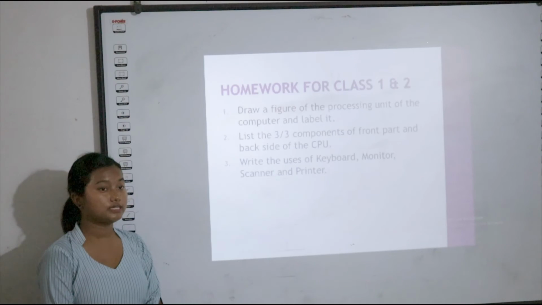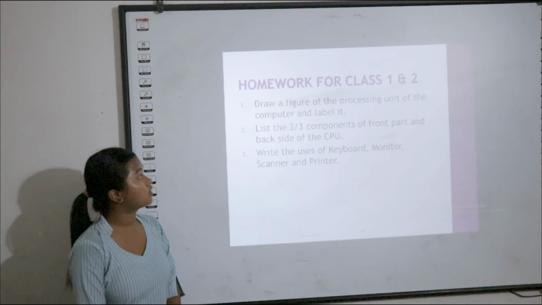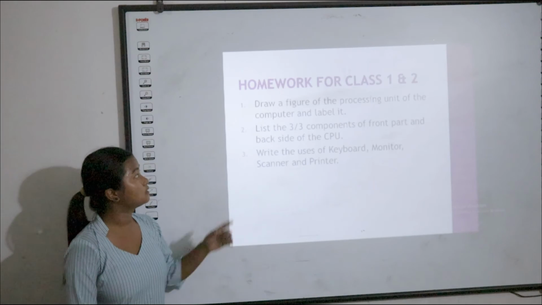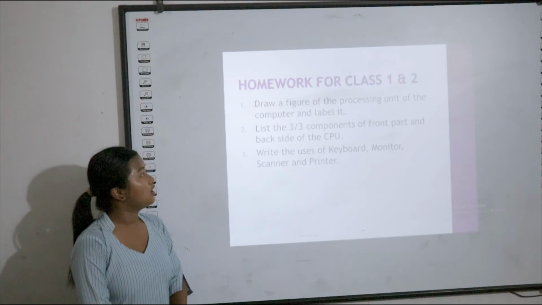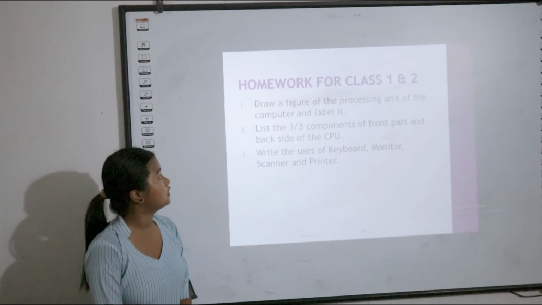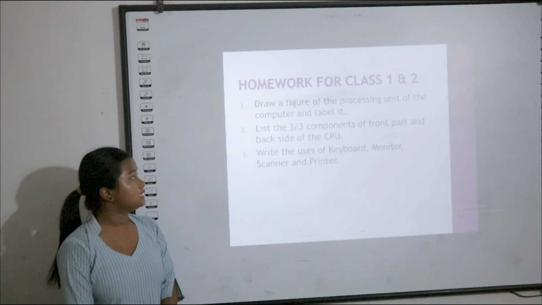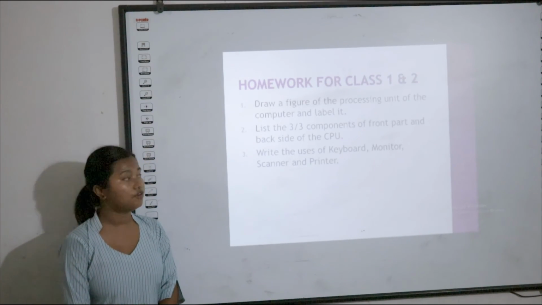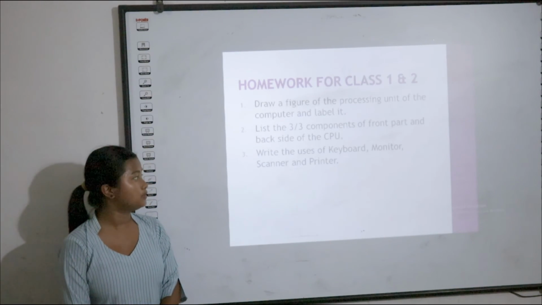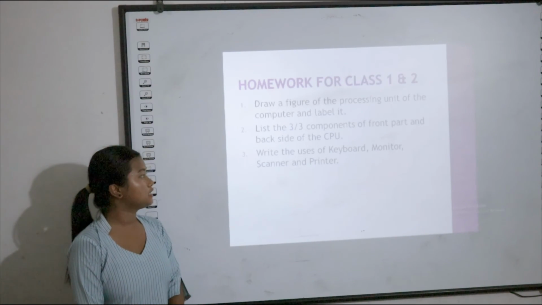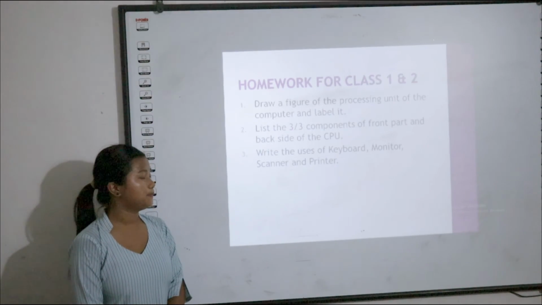Our class is finished. Now I give homework. Homework for class 1 and 2: question number 1, draw a figure of the processing unit of the computer and label it. Second, list the three components of the front part and back side of the CPU. Third, write the uses of keyboard, monitor, scanner, and printer.